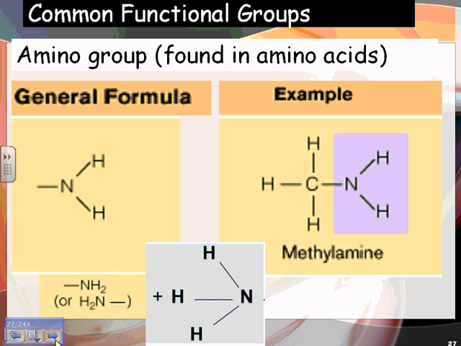Here's another group. It's called the amino group. The amino group is when you have your carbon skeleton attached to a nitrogen with 2 hydrogens. The nitrogen can also be attached to 3 hydrogens. So in this case, you would have the hydrogen with its electron, but it would be a positive charge.